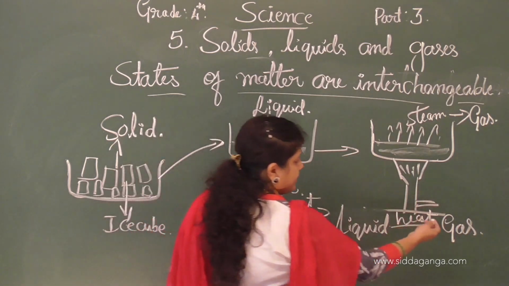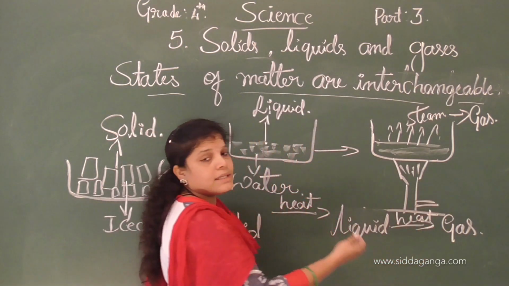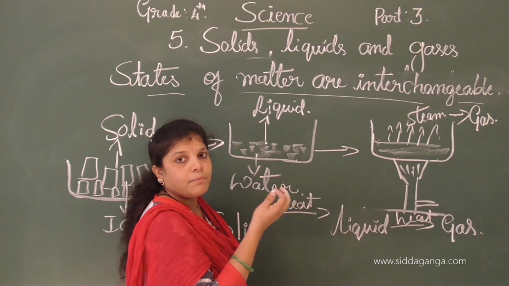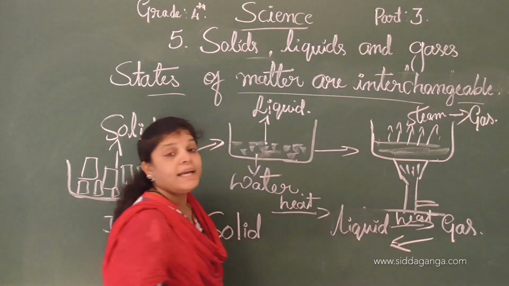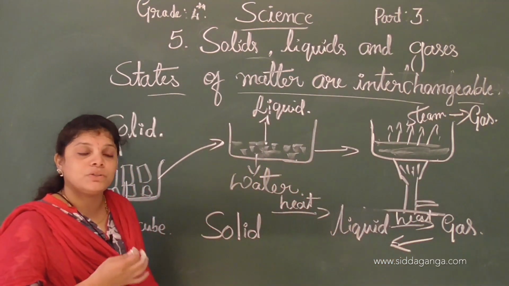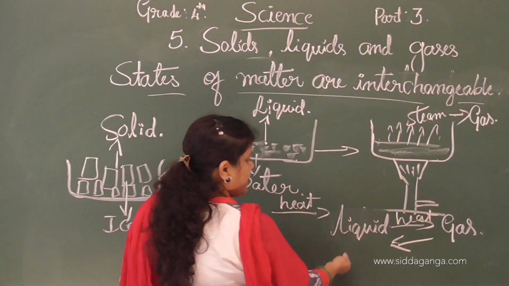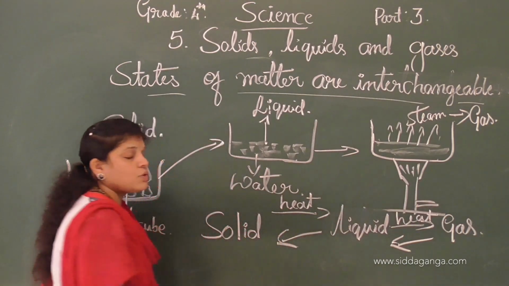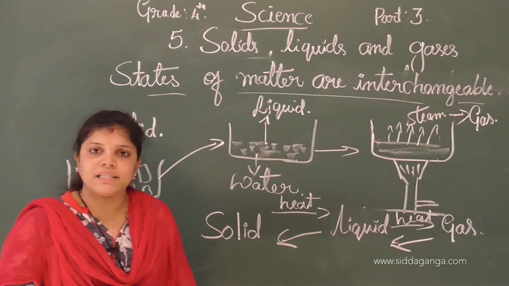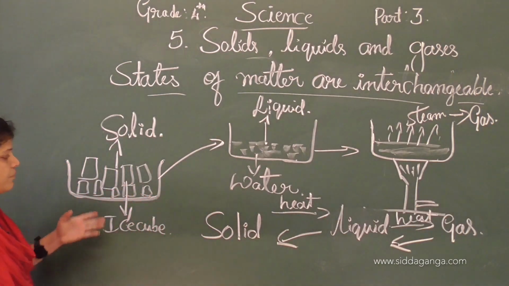Okay, it's a gas. See, when we cool this gas, the steam, what happens? Again it turns into what? Liquid. See, when we cool that liquid, again it turns into solid. Solid means it's an ice cube. So it changes into an ice cube.